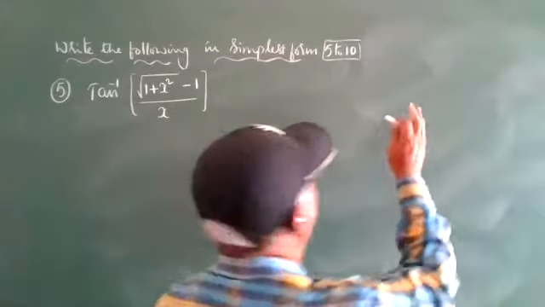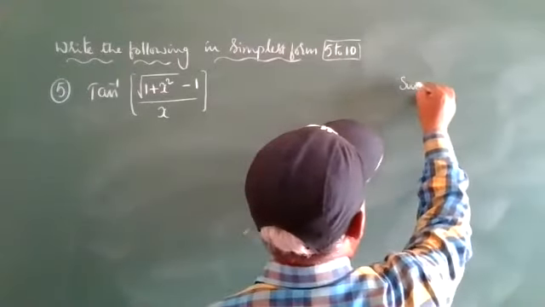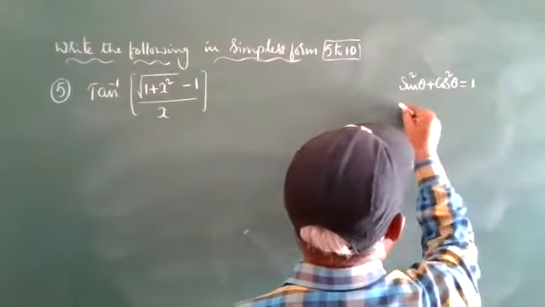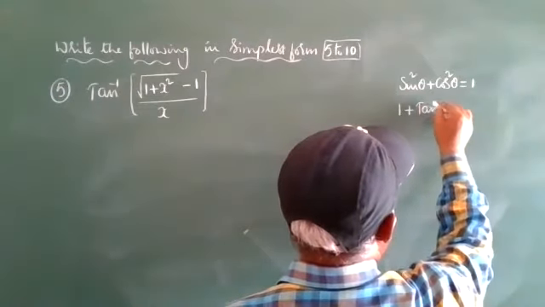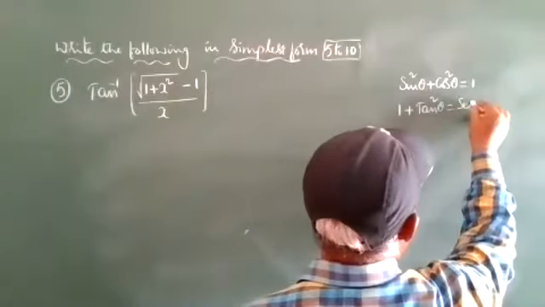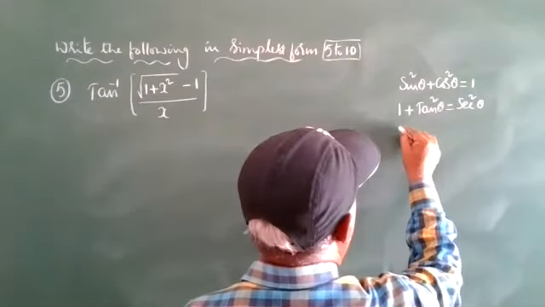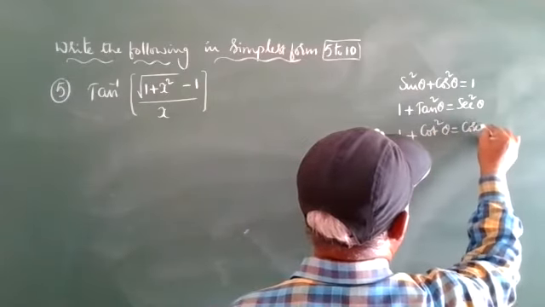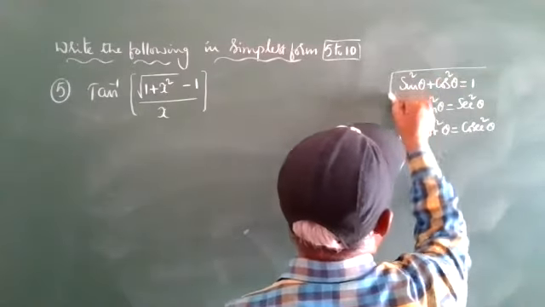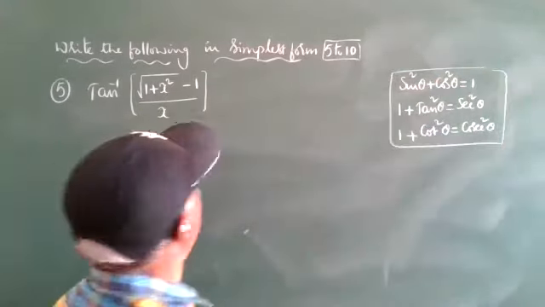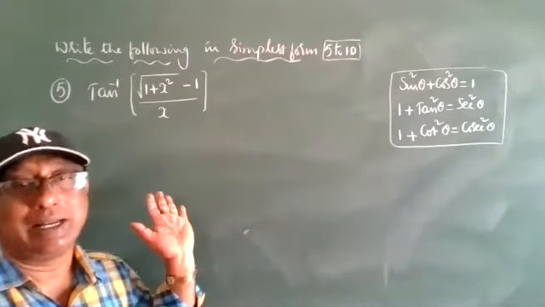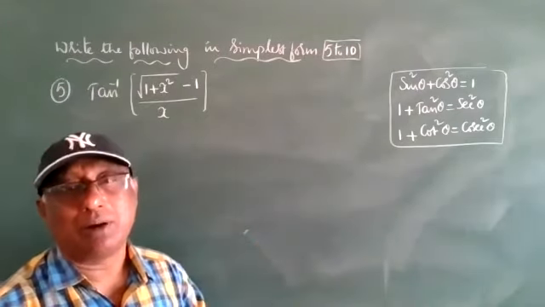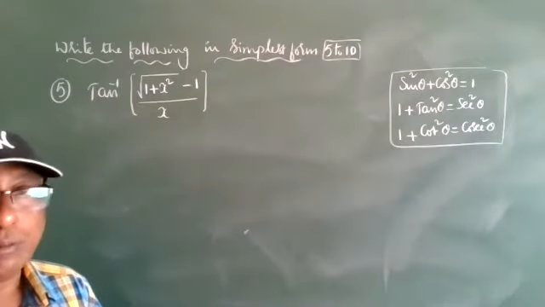For this, I will write the formulas: sin square theta plus cos square theta is equal to 1. 1 plus tan square theta is equal to secant square theta. Next one is 1 plus cot square theta is equal to cosecant square theta. Out of these three formulas, which is the suitable formula we can observe and tell. What are we going to substitute, so that we get the simplest form of the answer? What is the suitable substitution?